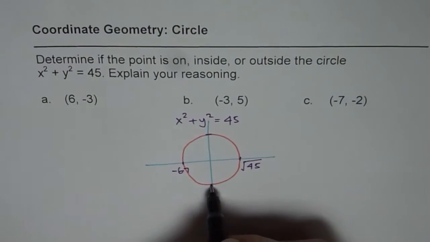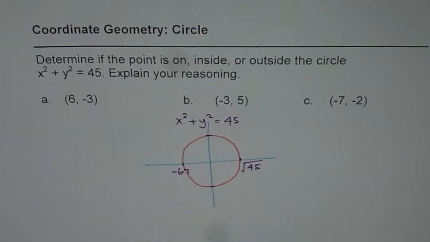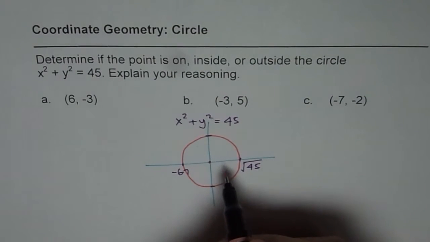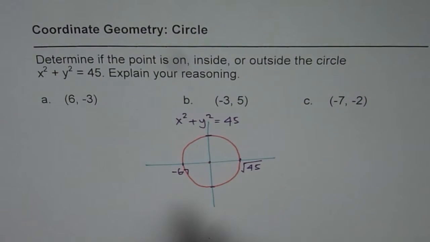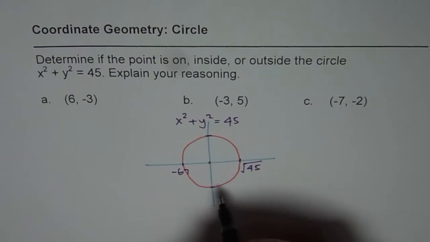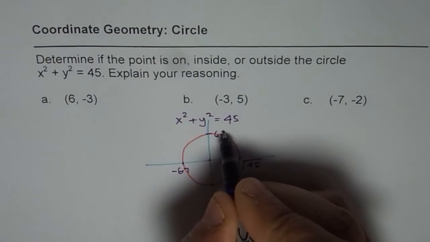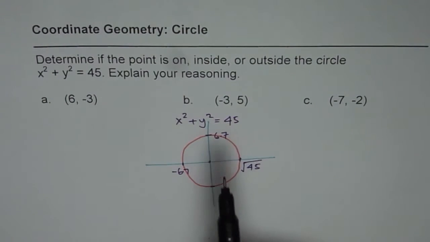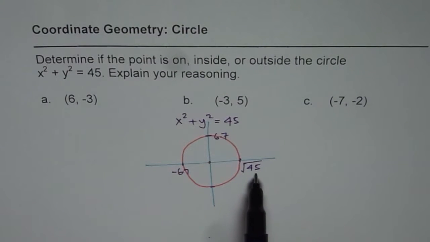Well, these are the points all around, right? Approximately minus 6.7. Now what I'm trying to say here is that the center is at the origin and the radius is around 6.7, correct? That is the whole idea. So this is 6.7, that's the radius. Now exact value is square root 45.